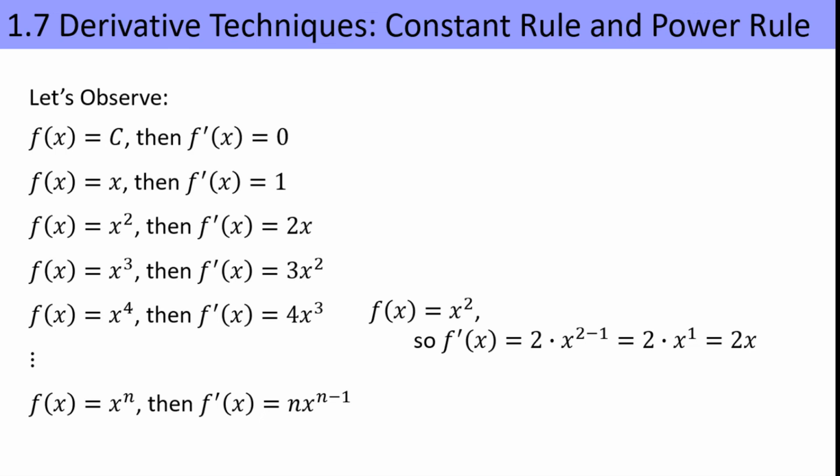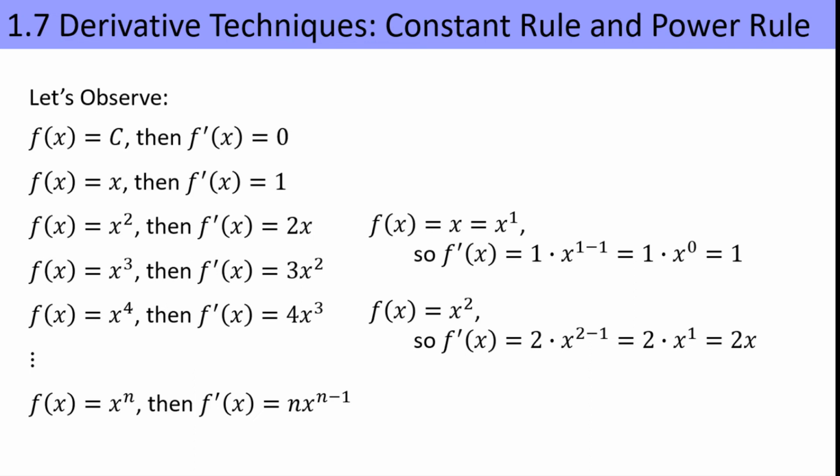So you have 2 times x to the power of, the existing power is 2, minus 1, which would be 2 times x to the power of 1, which gives us the 2x, the derivative we have previously computed. Now let's look at f of x equals x, which can be written as x to the power of 1. So when we take the derivative f prime of x, that would be equal to, write the power as a coefficient, 1 times x to the power of the existing 1 minus 1, which will give you 1 times x to the power of 1 minus 1 is 0.